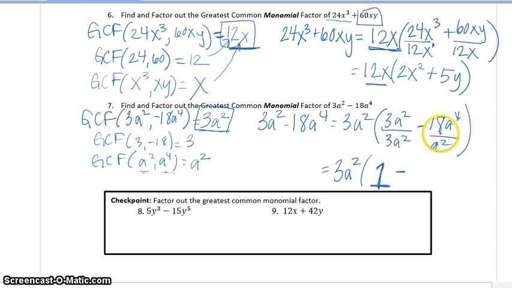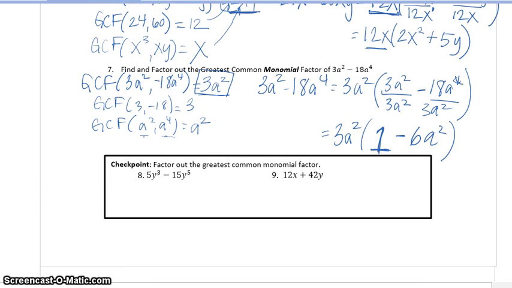We have minus 18 over 3 reduces to 6. We have minus 6. And a to the fourth over a squared reduces. Remember, when we have exponents dividing, we are subtracting. So we have a to the fourth minus 2. So we have a squared. So our final answer, once factored out, is 3a squared times 1 minus 6a squared.